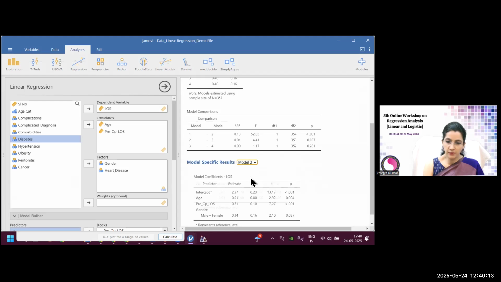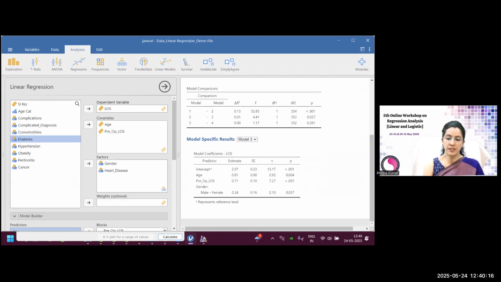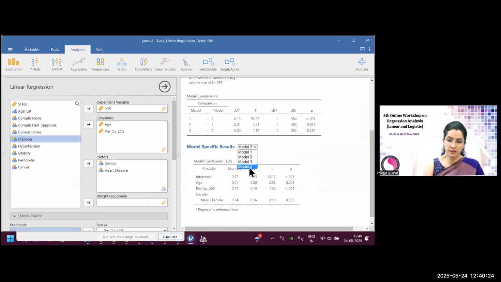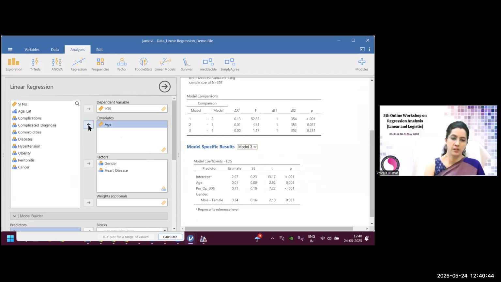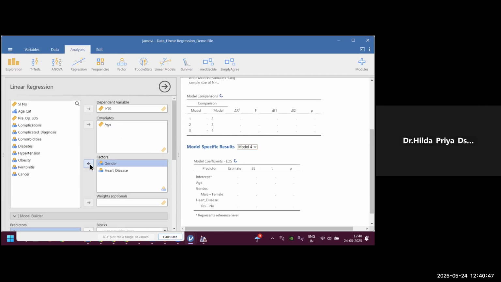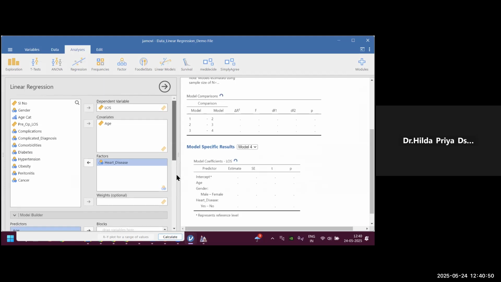Age, if I see between model 3 and model 4. In model 3, if I'm seeing the effect on, let's say gender, it is a 0.34 estimate. And if I have this heart disease also, it is the same 0.34. But the better is, let me see. So you want the primary predictor to be what? Ma'am, you remove that pre-op. We don't want that pre-op. Okay, so age and heart disease? Yes, age and heart disease. Okay, so let me move.